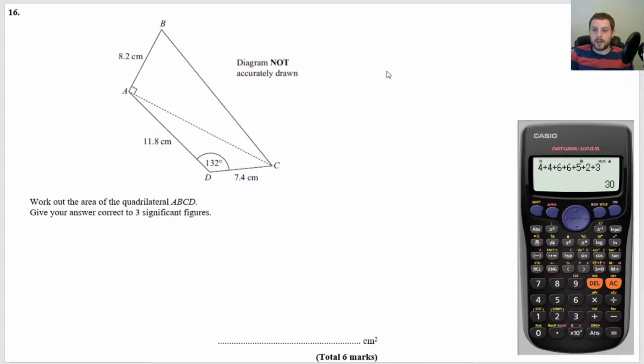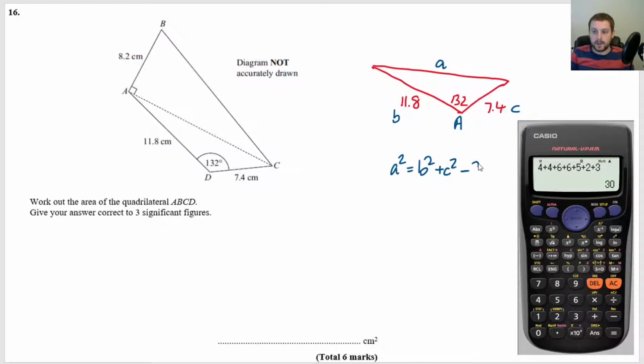So instead, what I'm going to do is make a little copy of this triangle here. So there's 132, there's 11.8, and there's 7.4. And then how you use the cosine rule is I call that A, and then these might be B and C, it doesn't really matter. And then the cosine rule says A squared equals B squared plus C squared minus 2BC cos A.